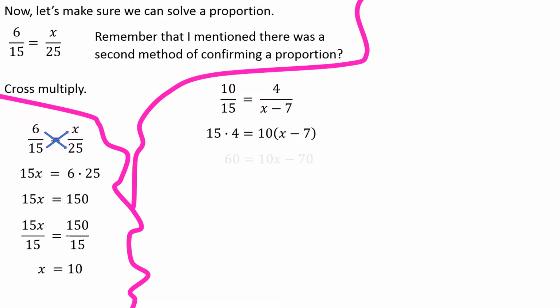Well, 15 times 4 is 60. And then using the distributive property, 10 times x was 10x. 10 times 7 was 70. Of course, there's a subtraction symbol between the x and the 7, so I need the subtraction symbol between the 10x and the 70. Well, is there any adding or subtracting I can undo? Yep, I'll add 70 to each side, because addition is the opposite of subtraction.